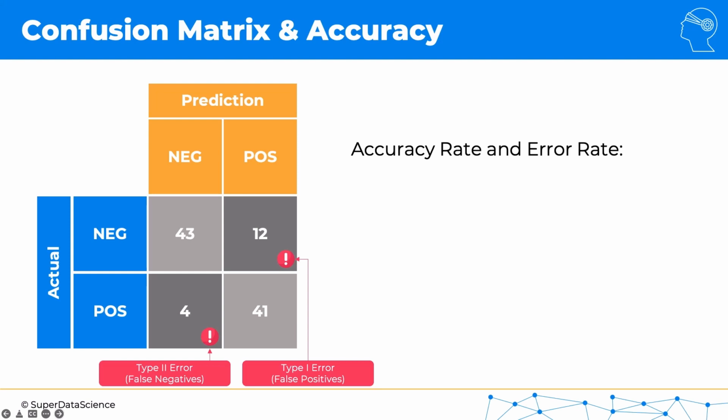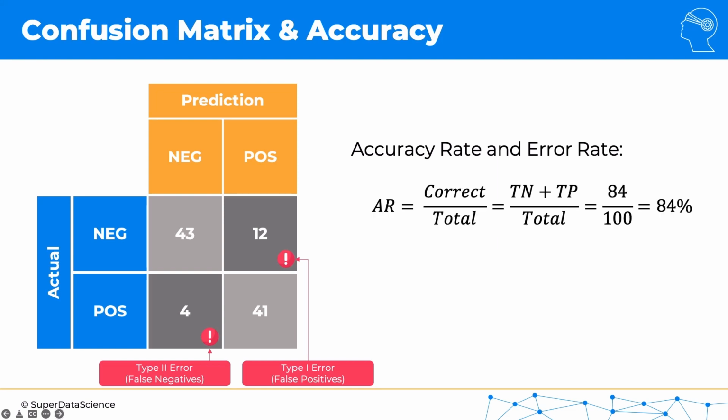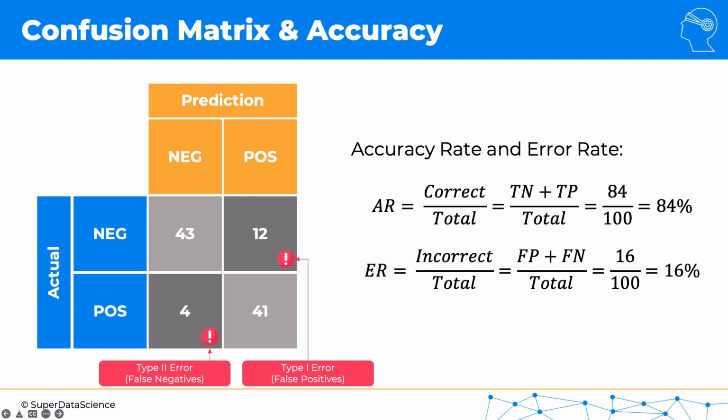We have the accuracy rate and the error rate. The accuracy rate is the total number of correct predictions, meaning the true negatives plus the true positives, divided by the total number of patients in this sample. So we have 84 divided by 100, or 84%. And the error rate is the total number of incorrect predictions, meaning the type 1 errors plus the type 2 errors. We have 16 of those divided by the total sample size, 100. So we have a 16% error rate here. Those are 2 important rates to be able to calculate. So that's how the confusion matrix works.